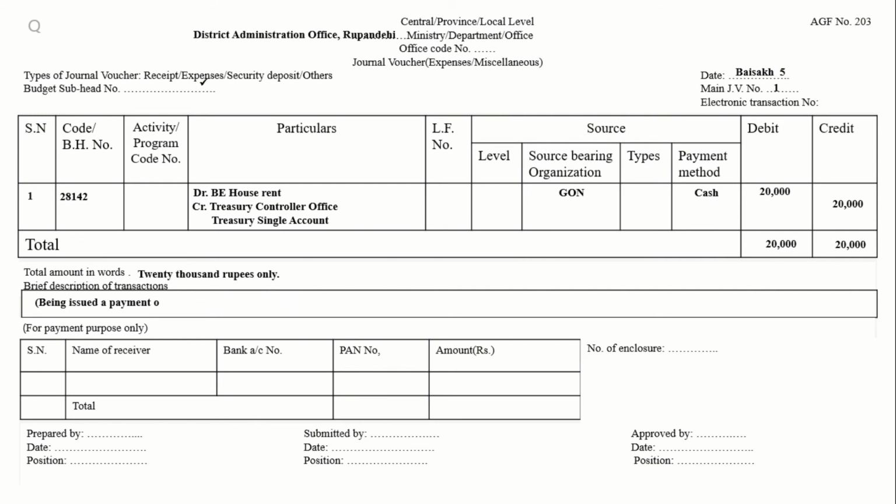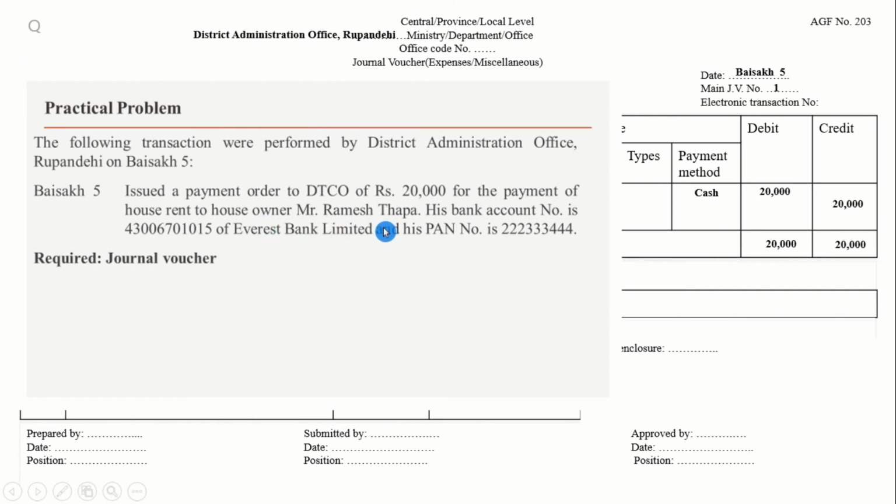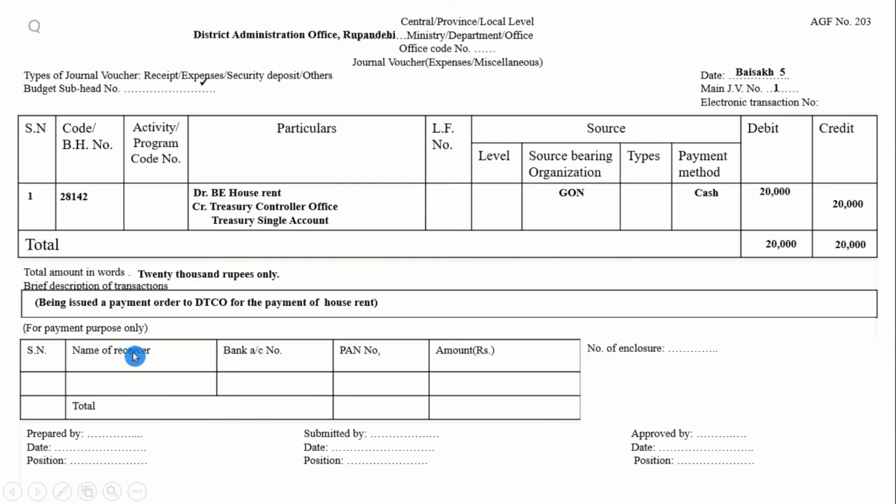After that we have to write a brief description of the transaction, that is also known as narration. So we have to write narration here. Being issued a payment order to DTCO for the payment of house rent. And for payment purpose only, we have to write the name of the person who has received the money. The name of the receiver is given in the question, so we can write that name. Mr. Ramesh Thapa has received the house rent amount, who is the owner of the house, and his bank account is also given there along with his PAN number. So we have to make an entry of that one by one in the for payment purpose only area.